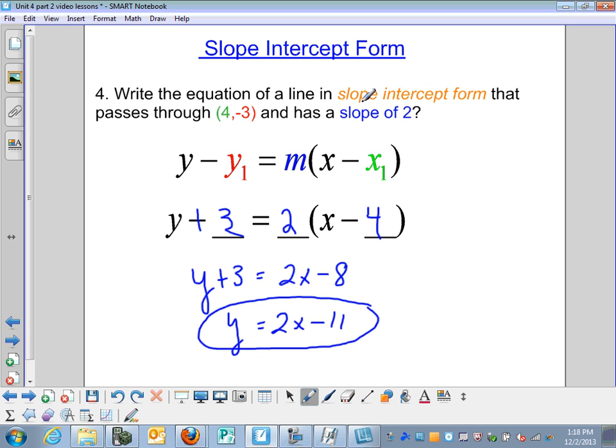So to go to slope-intercept, you start with point slope, and then you keep going until you end up at slope-intercept. So we use the point-slope form to get us to slope-intercept form. This is a lot easier than the way we did it before when we solved for b and then rewrote.